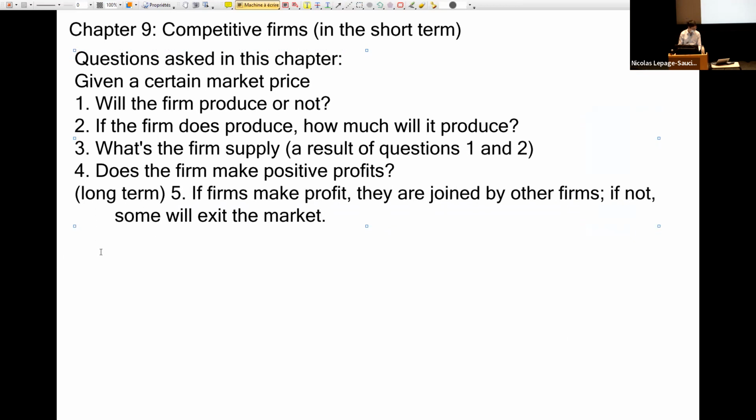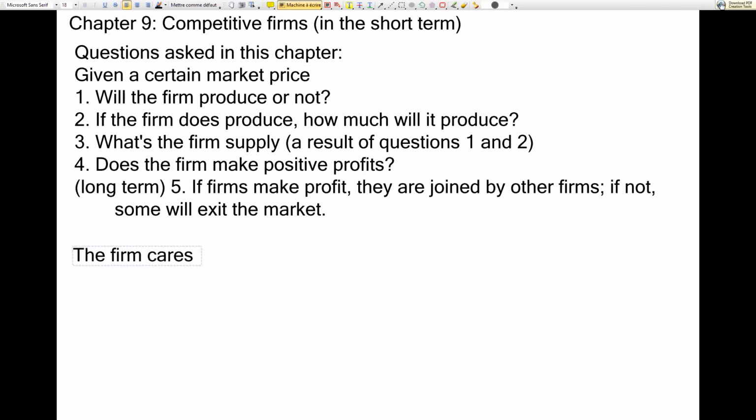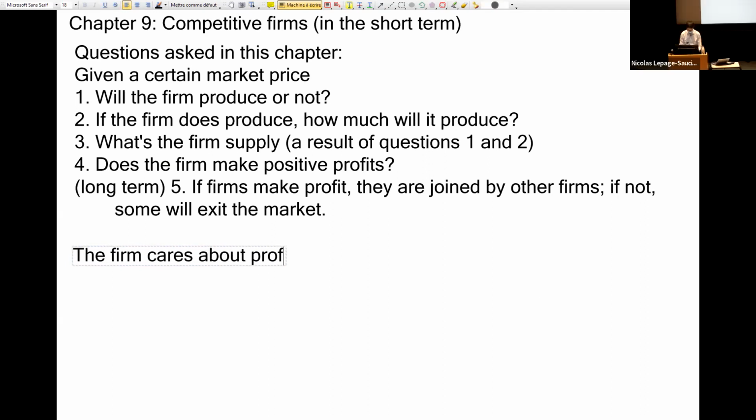Okay, so here's how we are going to answer all of these questions. So what does the firm care about? Somebody remembers? Profit. Yeah, profit. Look around you, everything is explained by money. So the firm cares about profit, which we write capital pi.